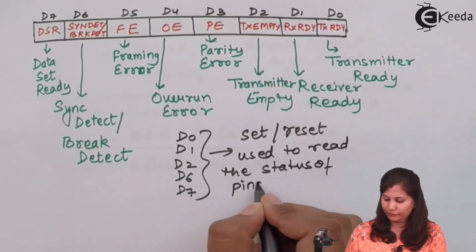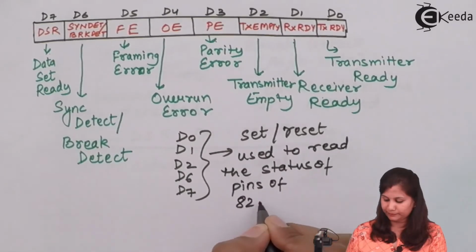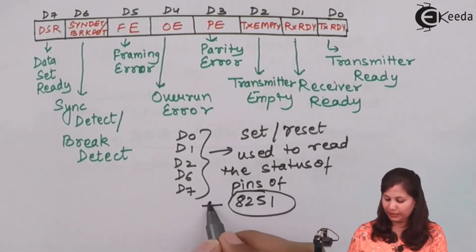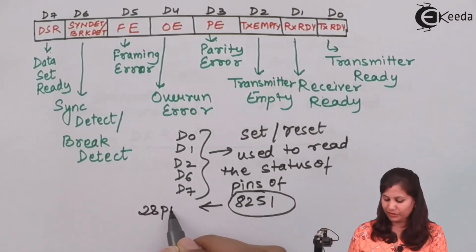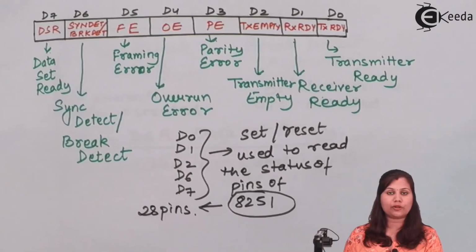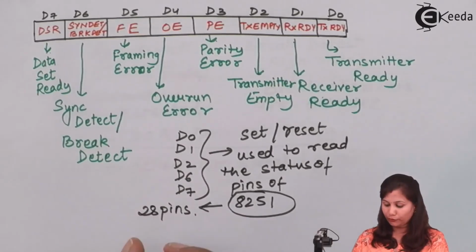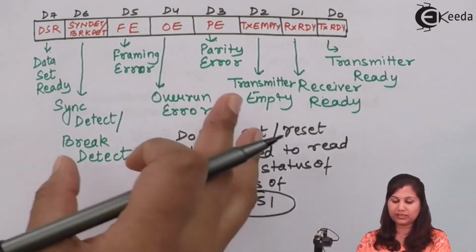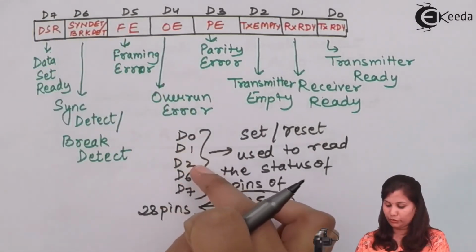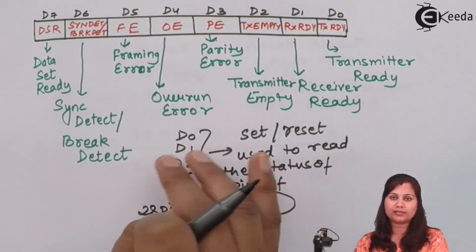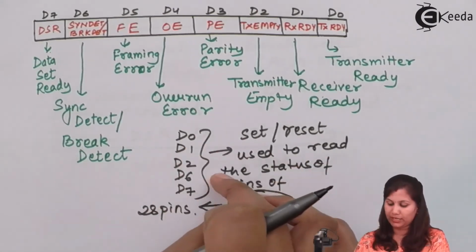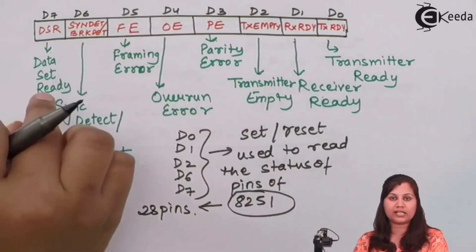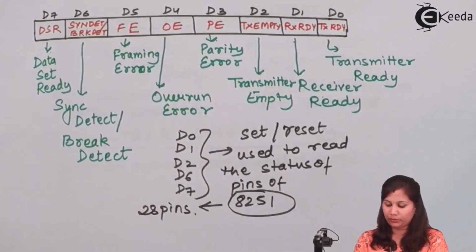pins of the 8251. This 8251 IC is a 28 pin IC. In the pin diagram, we studied the description of all the 28 pins. Out of those pins, the status of some can be read using the D0, D1, D2, D6 and D7 bits of the status word. And D3, D4, D5 are used to read the status of the errors.